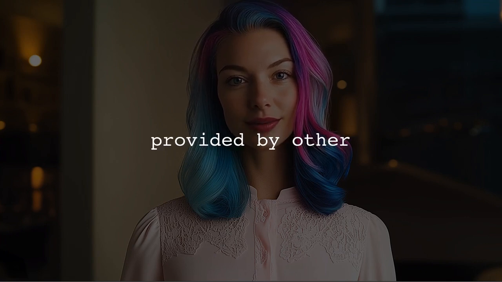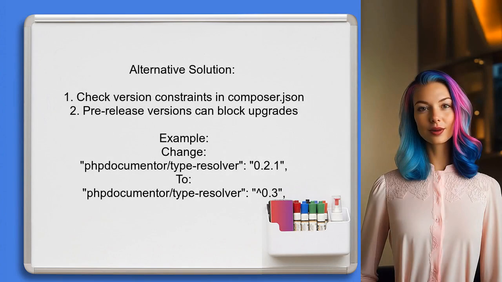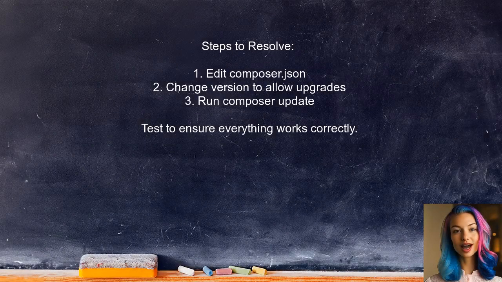Now, let's look at the answers provided by other users. One user suggests that version constraints in your composer.json file might be preventing the upgrade. They explain that since the versions are pre-release, these constraints can affect even minor versions. If you're confident there are no breaking changes, edit your composer.json file accordingly. After making the change, try running composer update again to see if it resolves the issue.